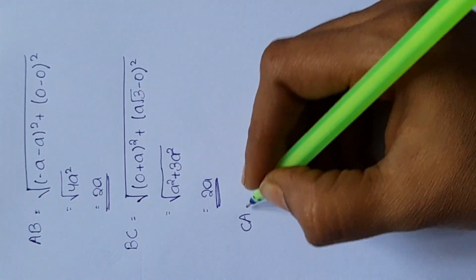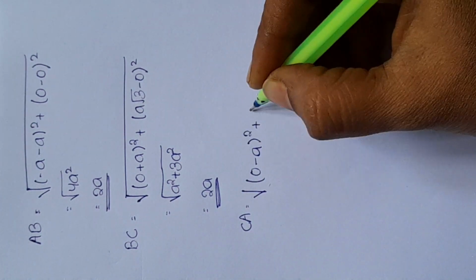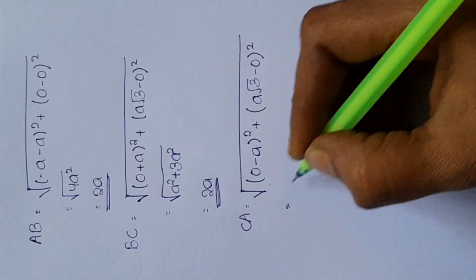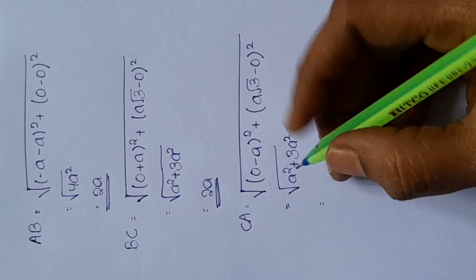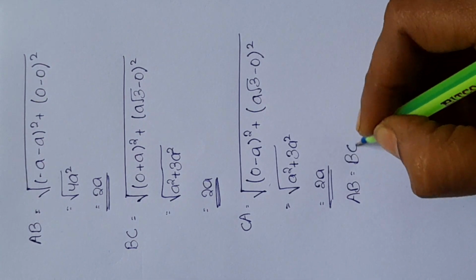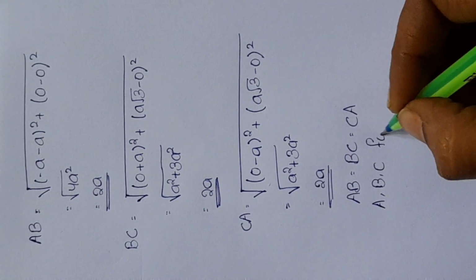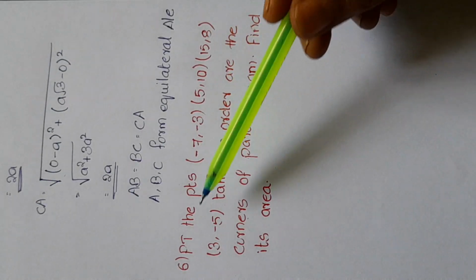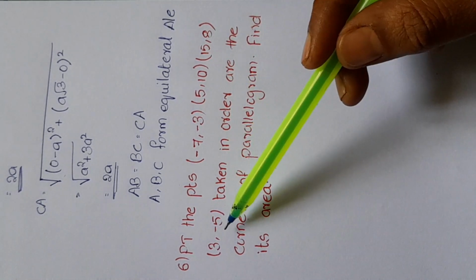Now CA, that is the distance between the points C and A, is root of (0 minus a) whole square plus (a root 3 minus 0) whole square, which is equal to root of a square plus 3a square. For this also we get the value as 2a. That is, AB is equal to BC is equal to CA. We can write this as A, B, C form an equilateral triangle.